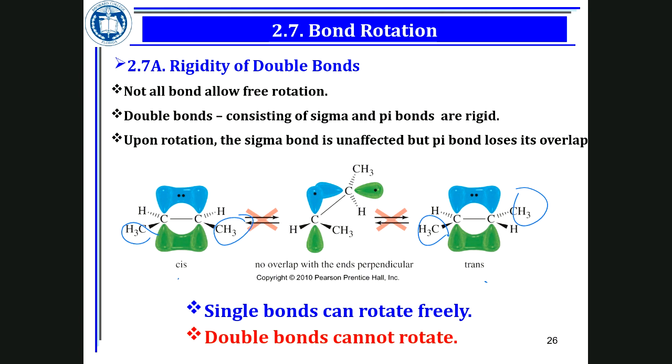For trans, because the CH3 groups are further apart from each other, it is going to be more stable than the cis configuration or the cis isomer, because these two are close to one another. Double bonds cannot rotate unless you break a bond, rotate, and form a new bond.